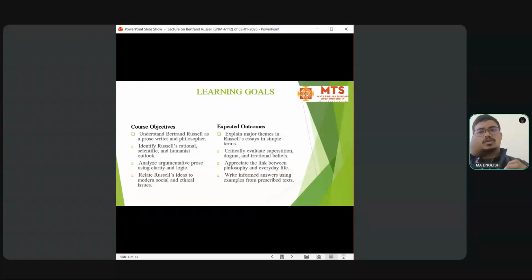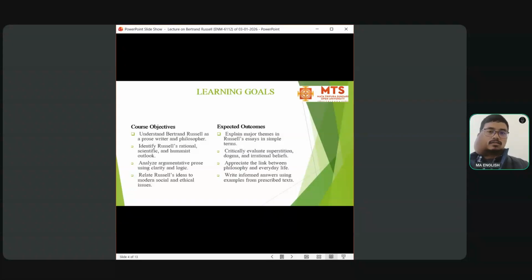So that's why you should be able to understand these ideas well enough to explain them in your own words, especially in your exams. Okay, so the second outcome is the ability to critically evaluate superstitions, dogma, and irrational beliefs. And the third outcome is to appreciate the connection between philosophy and everyday life.